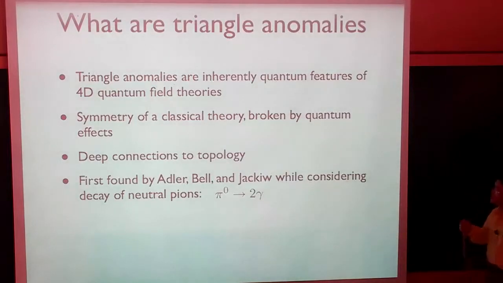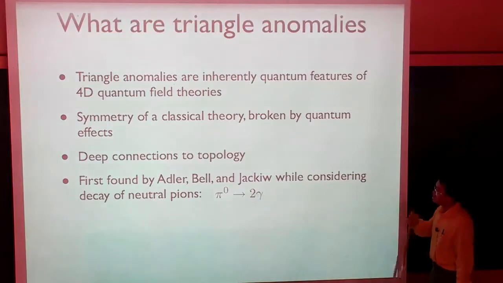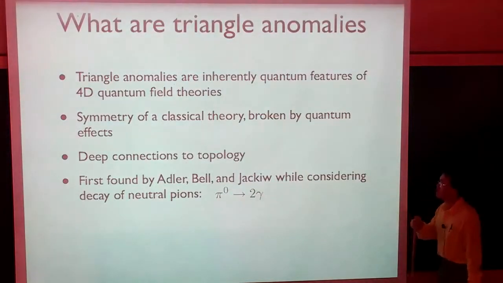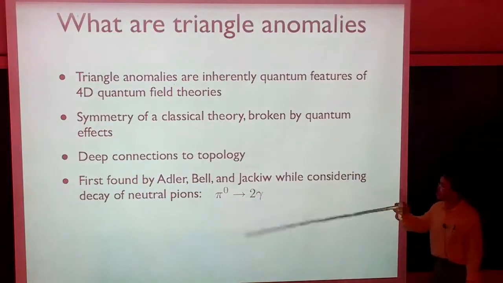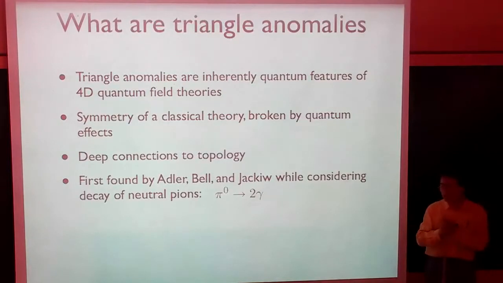But the origin of the quantum anomalies is related to a very mundane problem: the decay of the neutral pion, pi 0 to 2 gamma. Naively, according to chiral symmetry, this decay is highly suppressed, and it should disappear rapidly when the mass of the pi 0 becomes small. But in fact, the rate is not small, and it is because of the quantum anomaly.